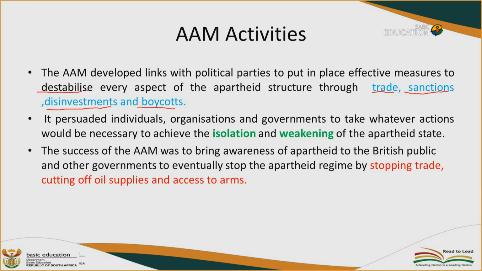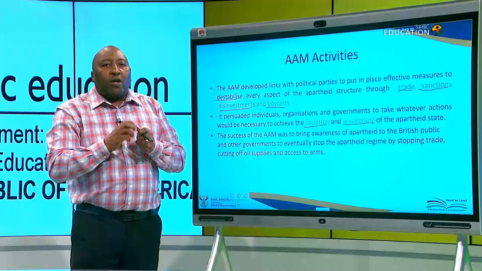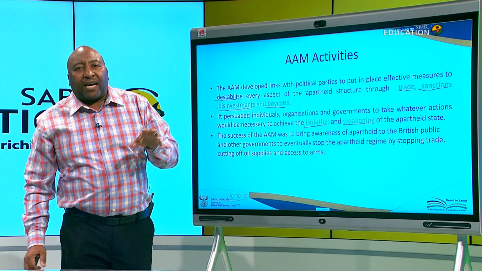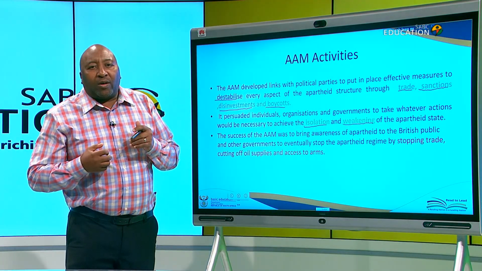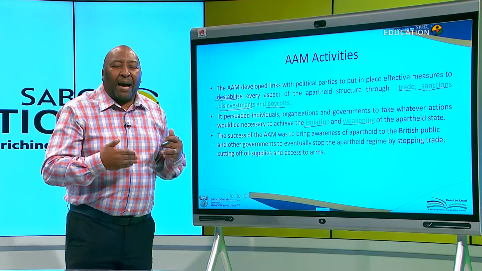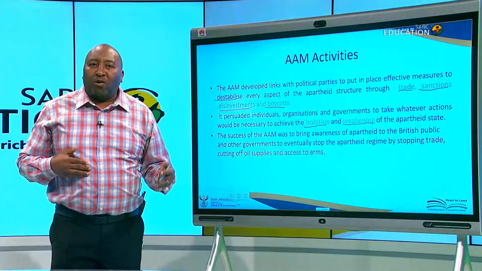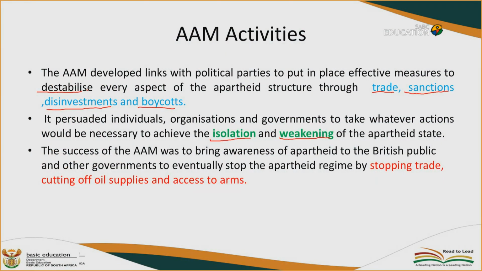Now, the anti-apartheid movement persuaded individuals, it persuaded governments, it persuaded whatever form of action that would be necessary to achieve the isolation as well as the weakening of the apartheid structure. They formed this movement to ensure that all forms of government outside Africa, in the Western countries, become part of dismantling the apartheid structure by political, economic as well as social means. The movement's aim was to bring awareness to the British public on what the apartheid state was doing in South Africa.